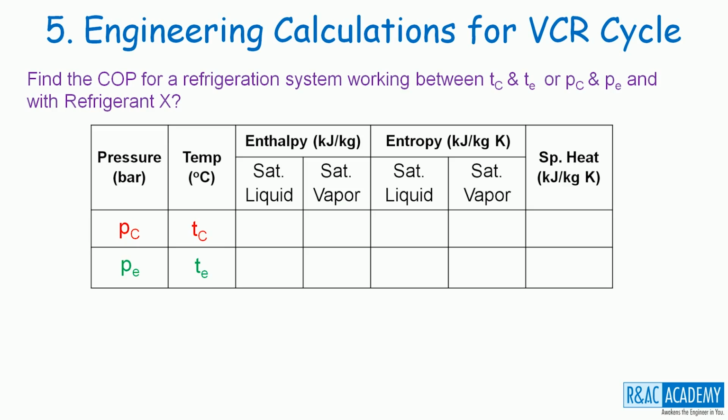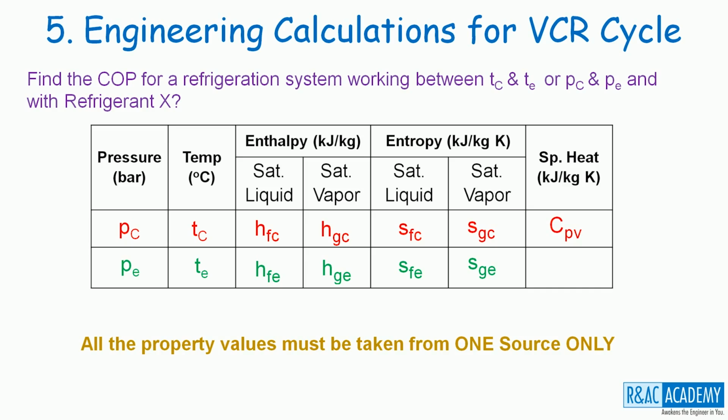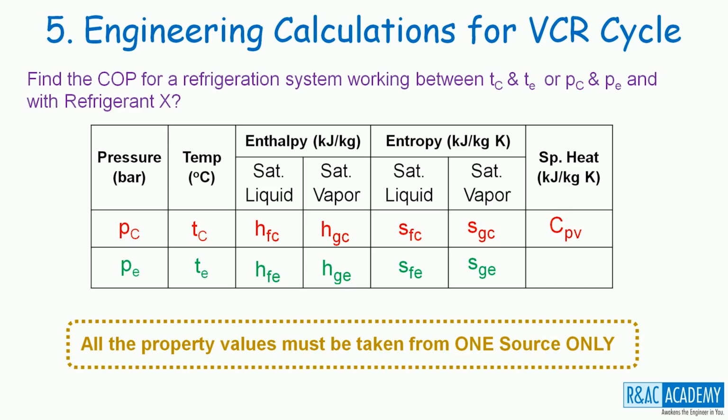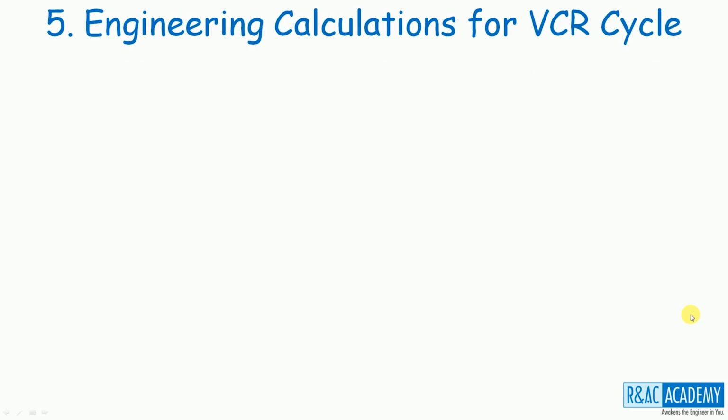We need to collect the enthalpy of saturated liquid and saturated vapor corresponding to PC and PE. Similarly, the entropy of saturated liquid and saturated vapor corresponding to PC and PE. Then, the specific heat of the vapor corresponding to PC. There is one important note point here. All the property values must be taken from one source only. Otherwise, our calculations could go wrong. So please be aware of that.